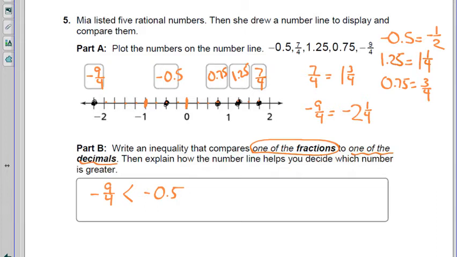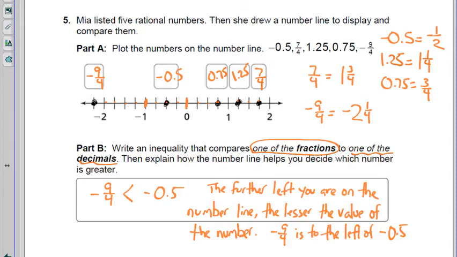And I would say something like, the further left you are on the number line, the lesser the value of the number. And negative 9/4 is to the left of negative 0.5. I completely described it. It's not the only explanation possible. You could talk about something being greater than the other, however you want to do it. That's just the one I chose. Multiple possible solutions here. Also multiple wrong ones. Anyway.